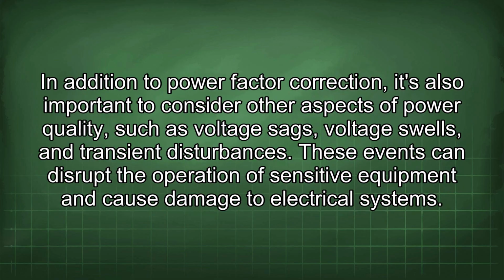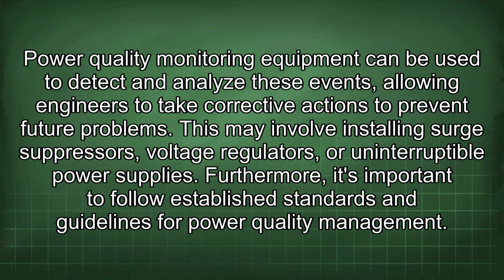In addition to power factor correction, it's also important to consider other aspects of power quality, such as voltage sags, voltage swells, and transient disturbances. These events can disrupt the operation of sensitive equipment and cause damage to electrical systems. Power quality monitoring equipment can be used to detect and analyze these events, allowing engineers to take corrective actions to prevent future problems. This may involve installing surge suppressors, voltage regulators, or uninterruptible power supplies.